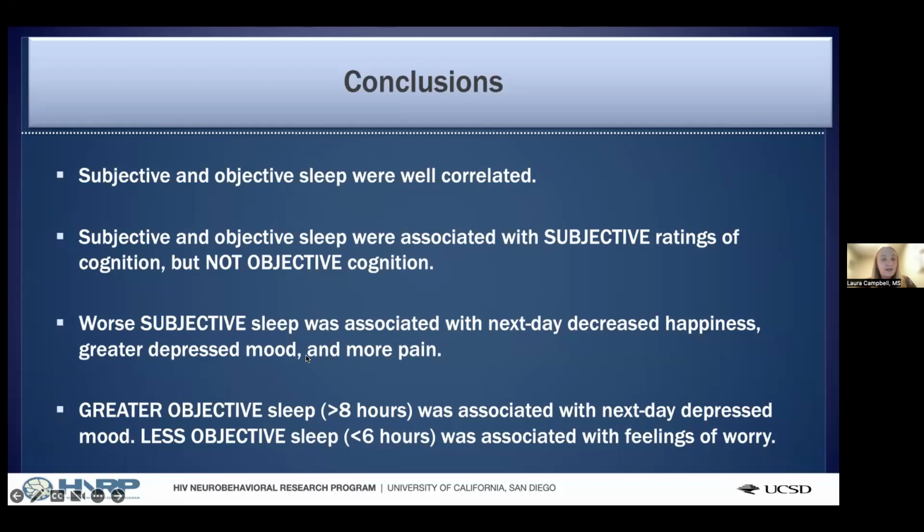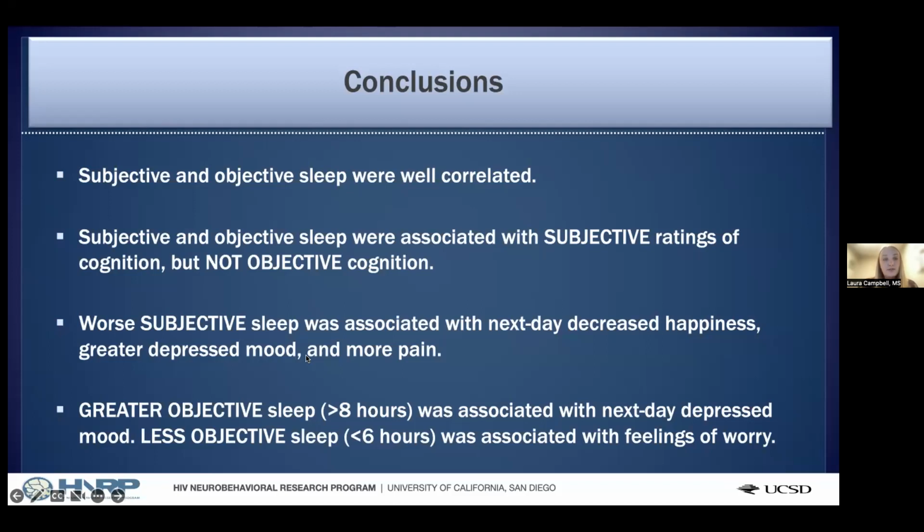We then found that subjective and objective sleep were associated with subjective ratings of cognition. So people who slept less, or whose sleep was less restful, both subjective and objective sleep, had more feelings of forgetfulness and more feelings of difficulty concentrating. It, however, was not associated with those objective measures the next day. And so, we're only measuring inhibition and we're only measuring learning, so there could be other things going on there. We have found within-day associations with these measures before. So this may indicate that total sleep is really associated with subjective experience.